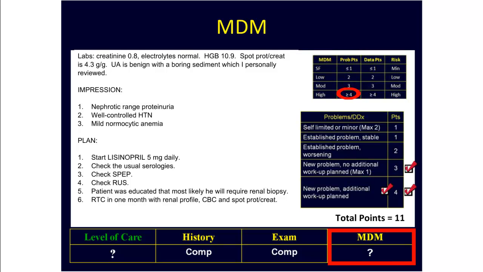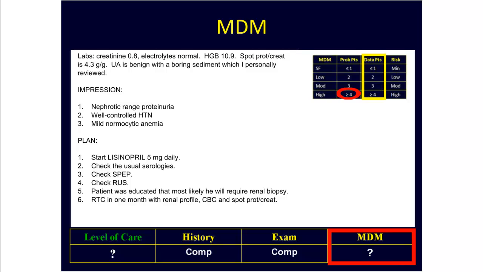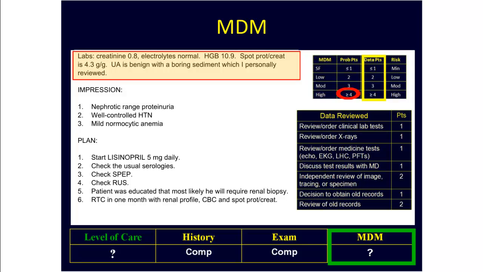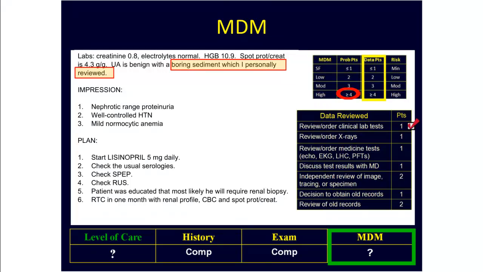The next step is to check the data points. Looking at the data points, here we get 1 point for reviewing and/or ordering labs. Next, this nephrologist rocked it old school by actually spinning down the sediment and looking at it. You get 2 points for that. Finally, a renal ultrasound is ordered. This gives us 1 other data point. This adds up to a total of 4 data points.